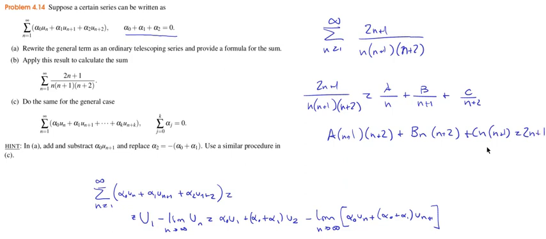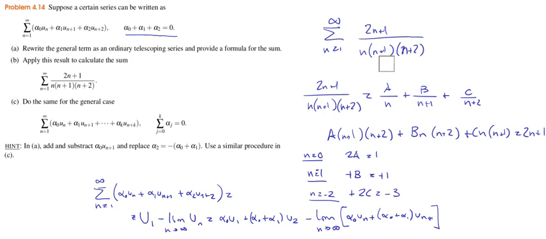a times n plus 1 times n plus 2 plus b times n times n plus 2 plus c times n times n plus 1 equals 2n plus 1. Now giving values, n equals 0, these two terms go out, and you have 2 times a is 1. So now if n equals minus 1, then this term cancels out, this term cancels out, and then we have minus b is minus 2 plus 1, which is minus 1. And if n is equal to minus 2, then these two terms cancel out, and then we have 2c is minus 4 plus 3, which is minus 3. Okay, so b is 1, a is 1/2, and c is minus 3 over 2.